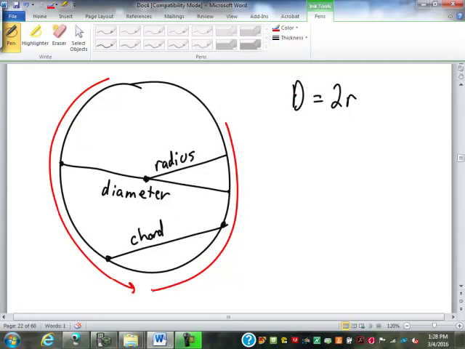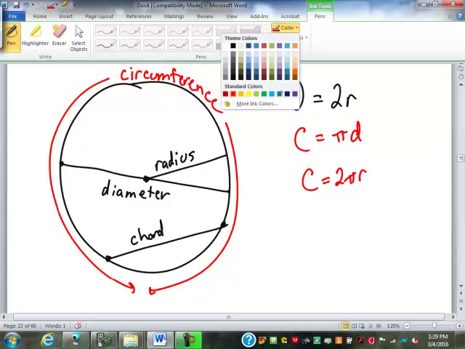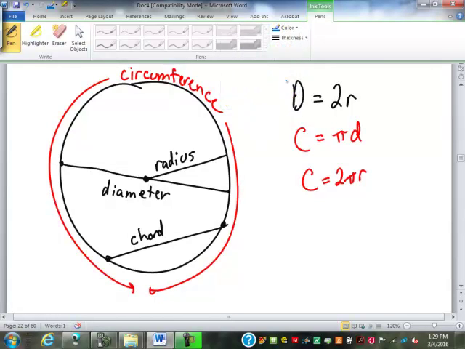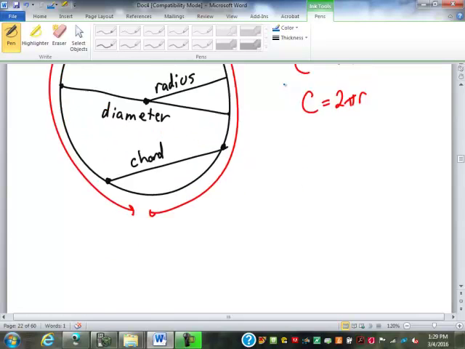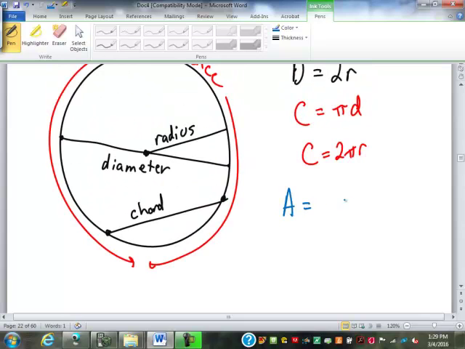What is the distance around the circle called? Circumference. There's a relationship between the circumference and the diameter, which is what? Well, it'd just be pi times diameter. Or 2 times pi times the radius. Now, those are the standard features of a circle that we should already know. Of course, let's throw in there the area. What's the area equal? Pi times radius squared.